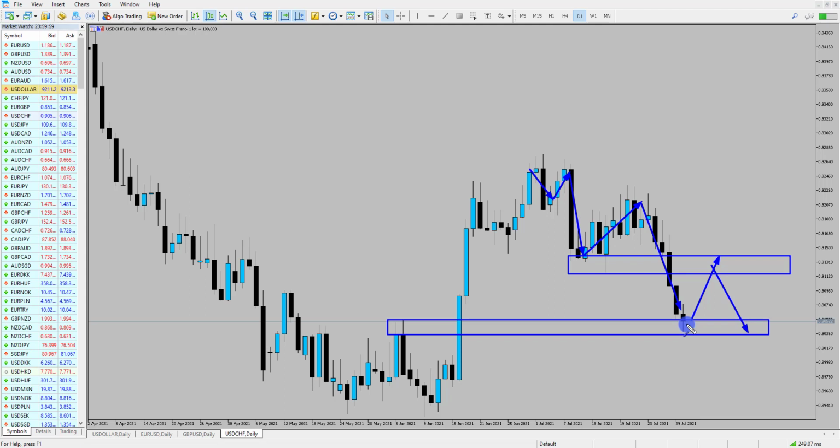With the Swiss franc getting stronger, dollar getting weaker, this could be a market to continue to look for that downside to happen on, especially if we get that pullback into those lows.